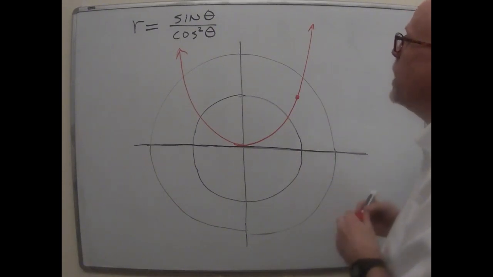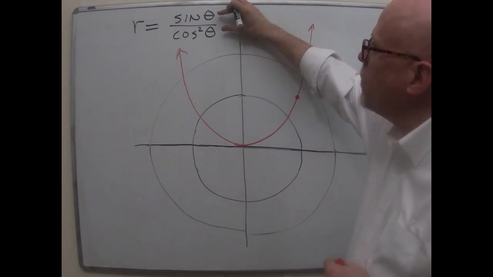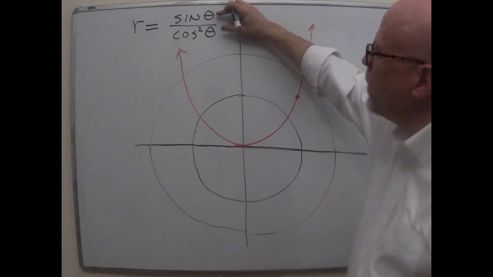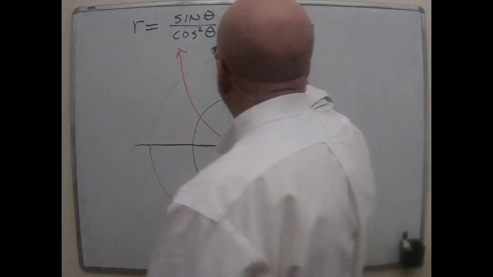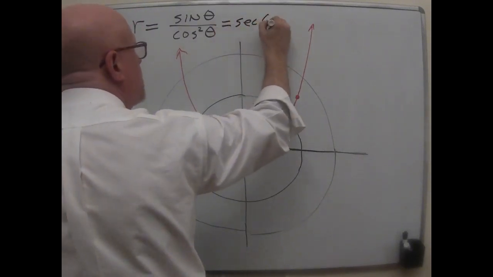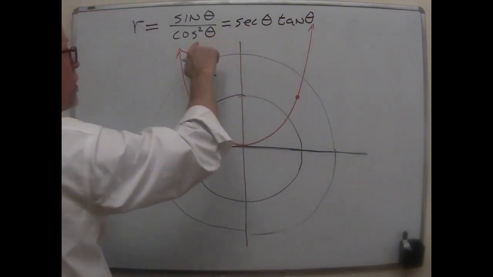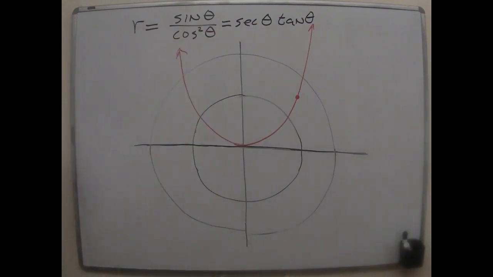I do want to point out, just because this is an awkward way to write this, you can also think of this as sine over cosine times 1 over cosine, and that's actually a familiar expression. That's secant tangent. So secant is 1 over cosine, tangent is sine over cosine. That's the same thing as the formula we just came up with that gives us a parabola.